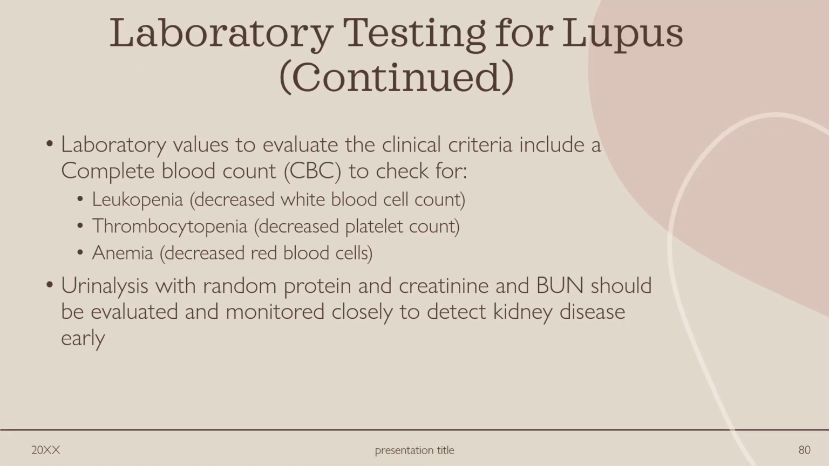Laboratory values to evaluate the clinical criteria include a complete blood count, the CBC, to check for leukopenia. Leukopenia is a decreased white blood cell count. Thrombocytopenia, that is a decreased platelet count. And then anemia, which is a decreased red blood cell count. Urinalysis with random protein and creatinine and BUN should be evaluated and monitored closely to detect kidney disease early.